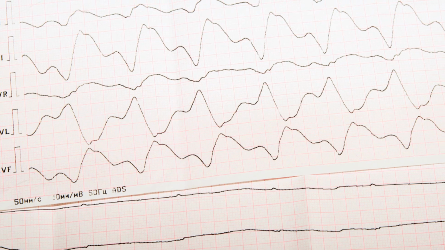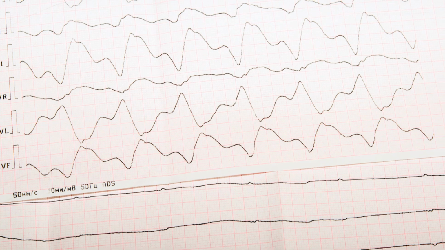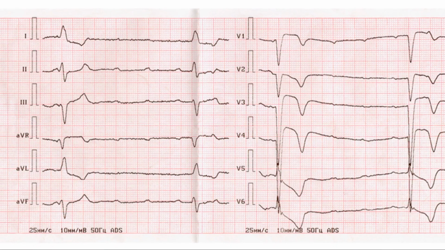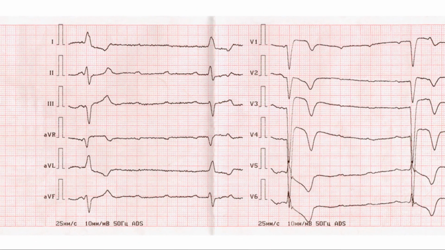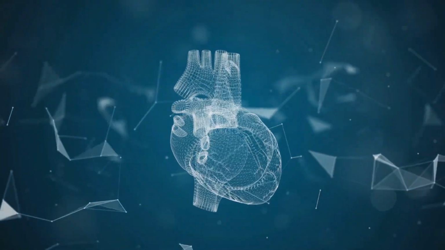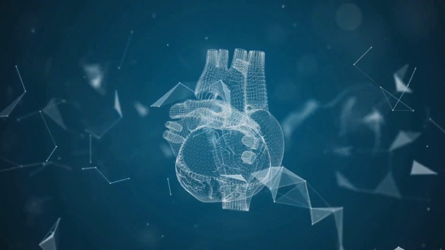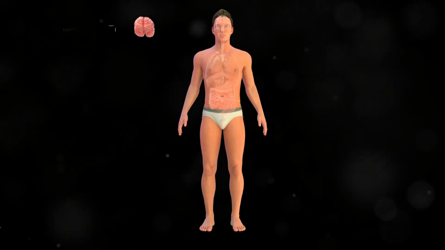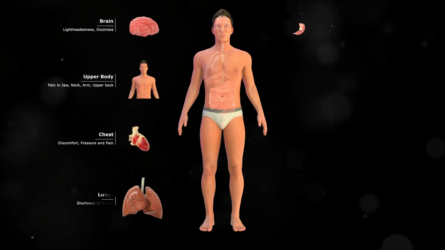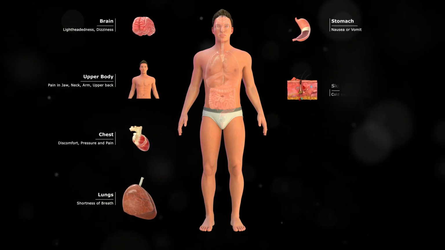Third-degree AV block, or complete heart block, is the most severe form. It occurs when there is a total failure of the electrical signal to pass from the atria to the ventricles. This results in the atria and ventricles beating independently, leading to a very slow and irregular heart rhythm. Symptoms of complete heart block are often severe and can include extreme fatigue, dizziness, syncope, and heart failure.